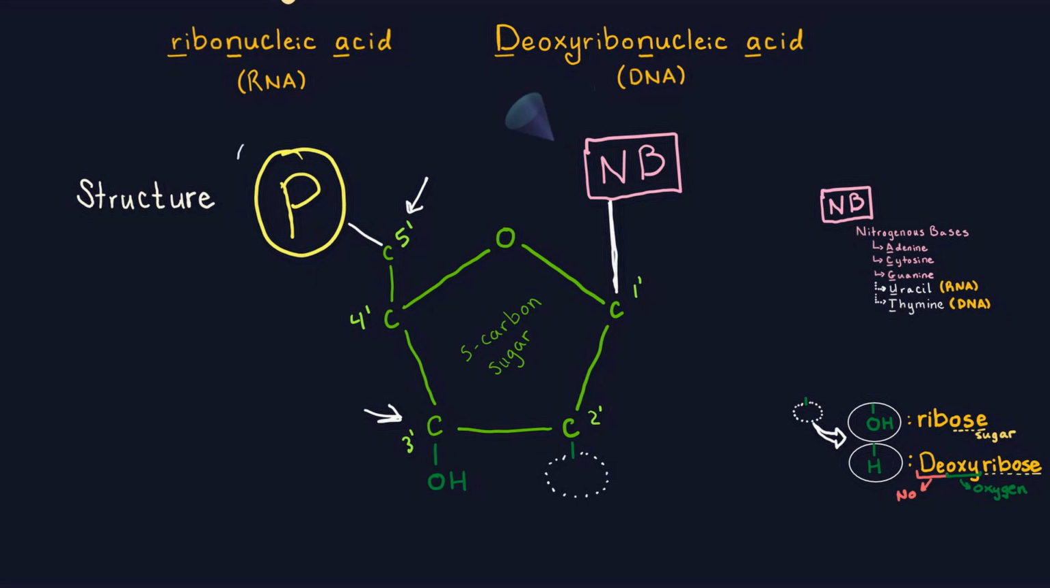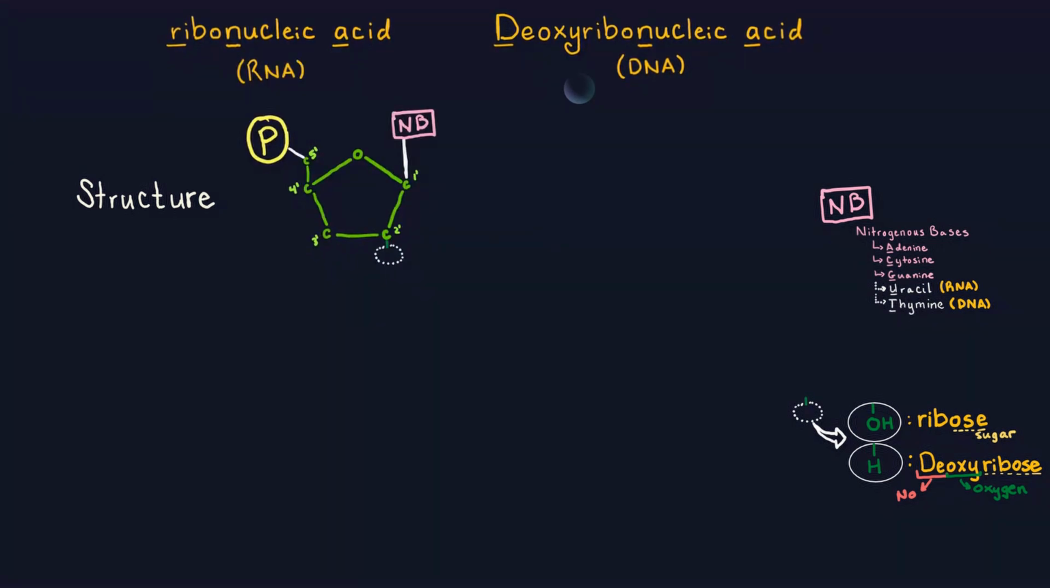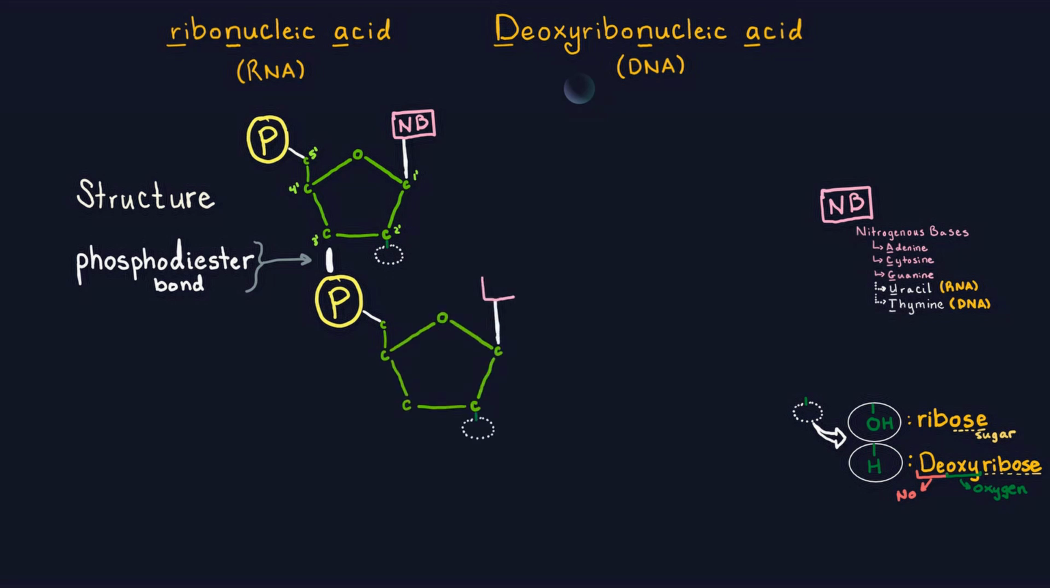Remember, what we are looking at right now is a single nucleotide, which is a monomer of a nucleic acid. This means we are looking at just one subunit of DNA or RNA. A full strand of DNA or RNA is a polymer made up of many nucleotides bound together, where phosphodiester bonds, which is a type of covalent bond, connect the sugar of one nucleotide to the phosphate group of the next nucleotide, and so on, like so.